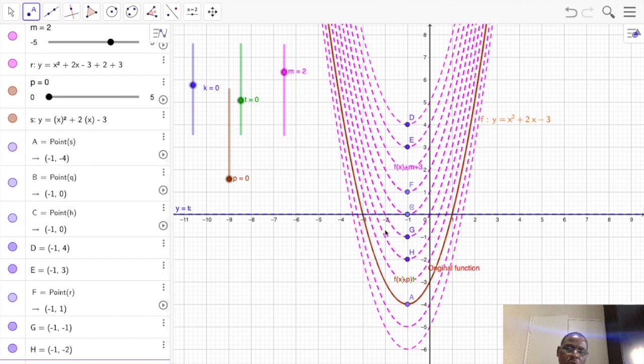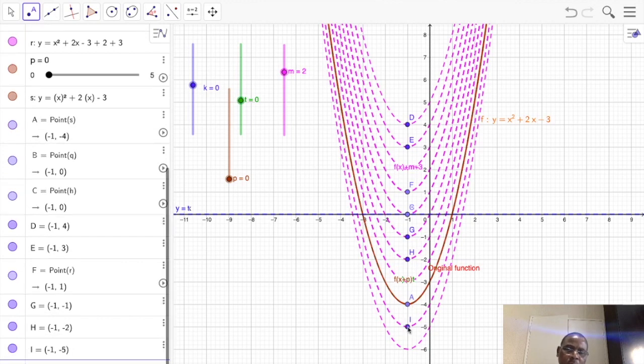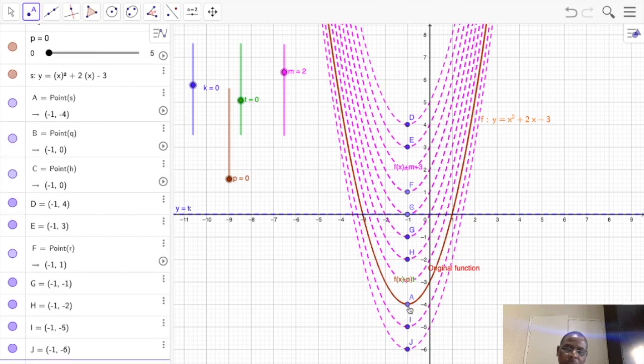That one also crosses the x-axis in 2 different places. That one also, and this one also, and this one also, and that one also. So f of x has a turning point here at point A, and we are adding m plus 3, but we need to add m plus 3 in such a way that the pink graph that we are getting will cross the x-axis in 2 different places.